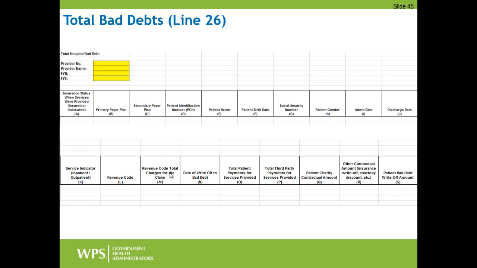So if you have a total charge, patient might pay some, the third party might pay some, there might be some charity care write-off for whatever reason, and there might be some other contractual write-off. The only amount left could potentially be a bad debt, assuming it met your policy to be written off as a bad debt, and assuming it was written off that period. So that takes us through the end of our worksheet S-10 discussion.